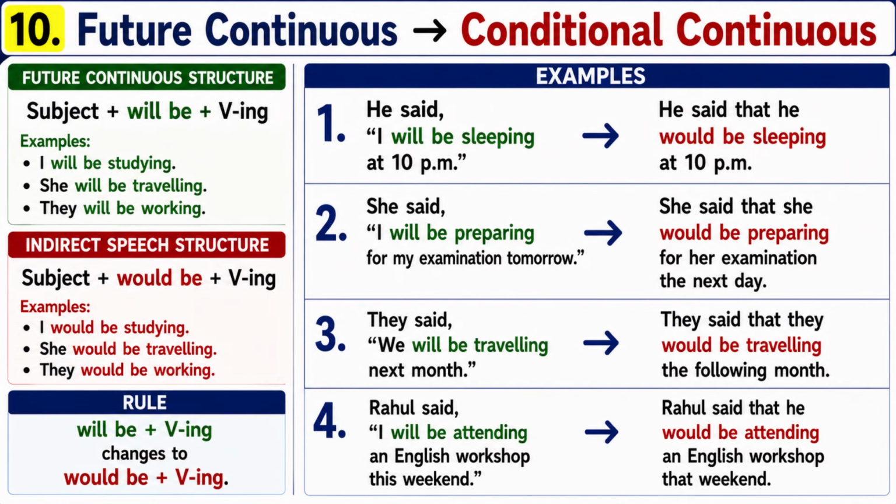Example 3. They said, "We will be traveling next month." It becomes, they said that they would be traveling the following month. Example 4. Rahul said, "I will be attending an English workshop this weekend." It becomes, Rahul said that he would be attending an English workshop that weekend.